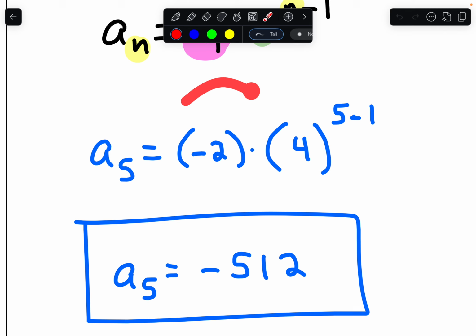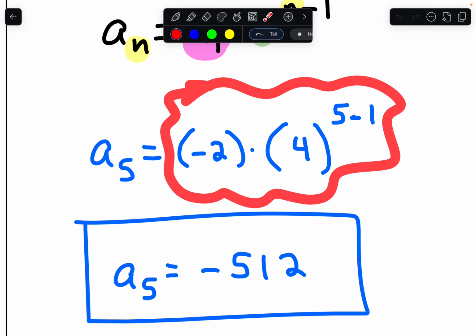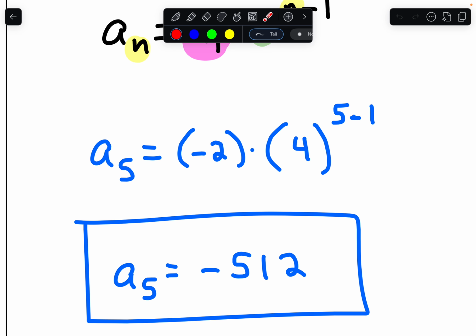And I will say, be careful with PEMDAS, folks. Order of operations sounds easy, but it's a really easy place to make a mistake with this concept.